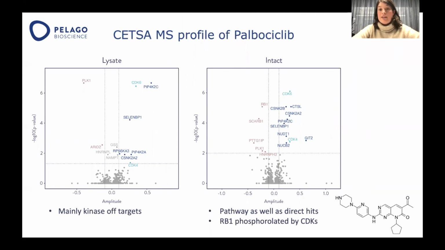Then comparing that with intact data, we see in addition to the kinase proteins being affected, also some of the proteins in the pathway. One example of this is RB1, which is known to be phosphorylated by CDKs. And this event is then inhibited by palbociclib.